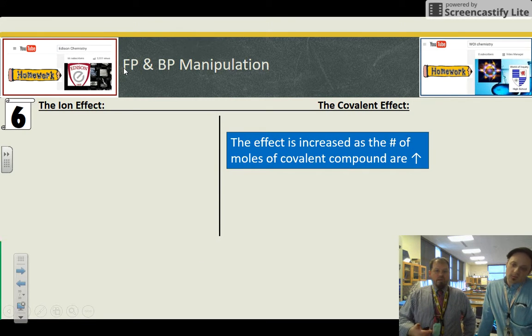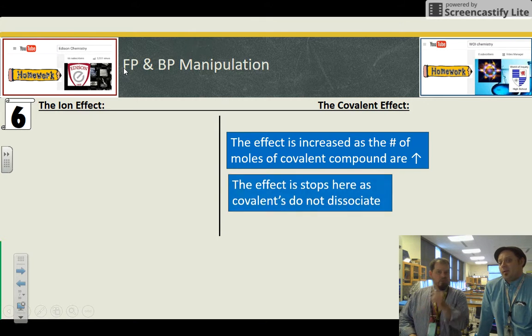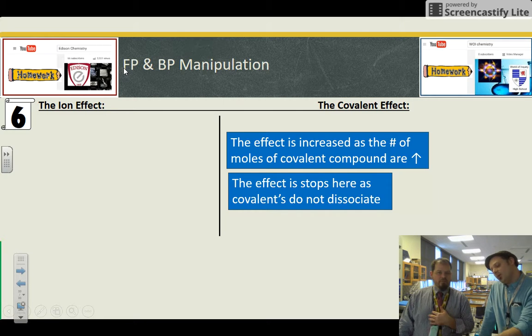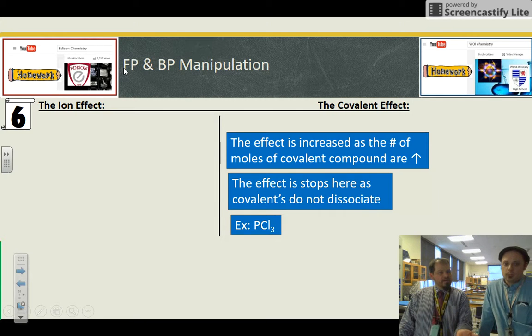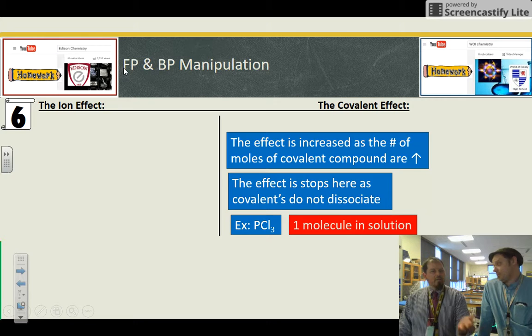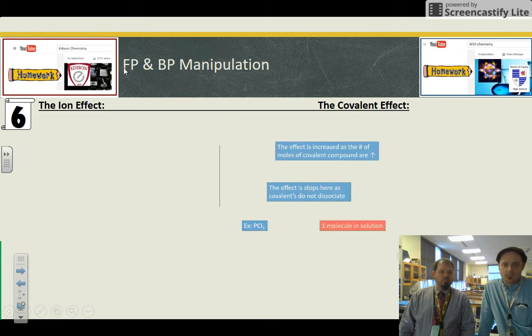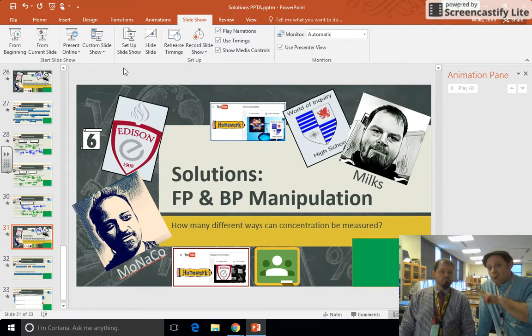Now, with covalent compounds, as the number of covalent compounds is increased, that stops. They can't dissociate. So one mole in, one mole dissolved. That's it. For example, PCl3: 1 molecule in gives me 1 molecule in solution, and I'm done. You can't dissociate it, so it's only going to be as effective as it is. As far as the unit goes, that's really it. We're done.